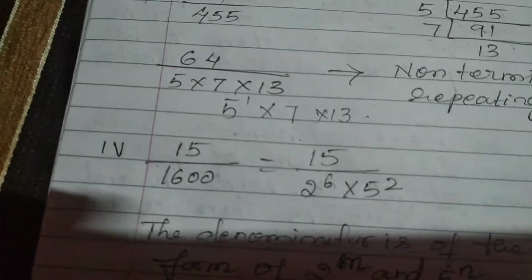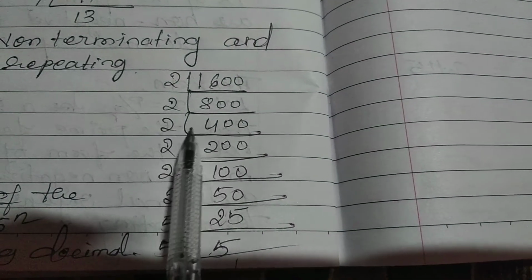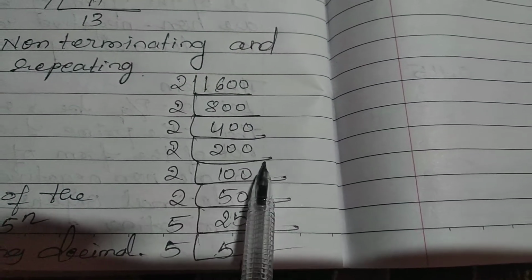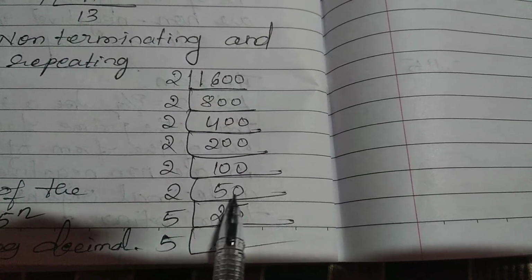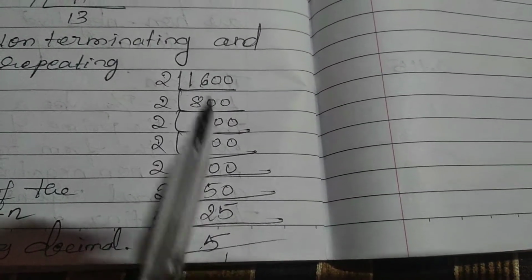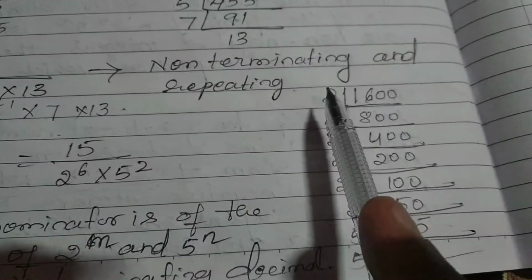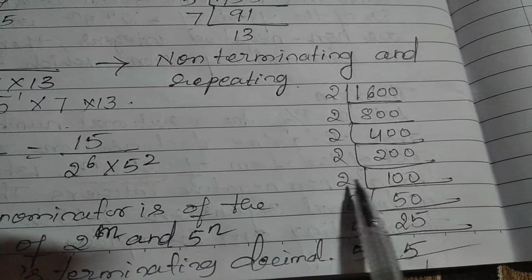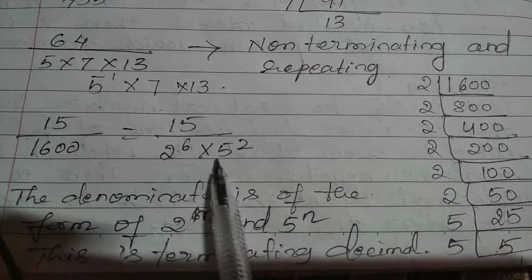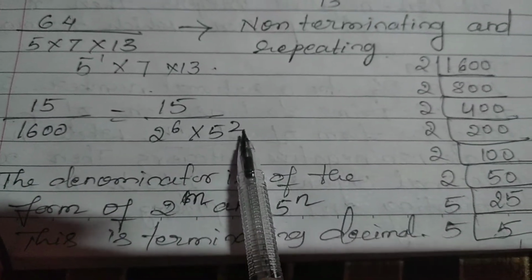15 divided by 1600. Let us see the prime factors of 1600. 1600, 2 800, 2 400, 2 200, 2 100, 2 50, and 5 25, 5 5, 5 ones are 5. So these are the prime factors of 1600. Now let us write these prime factors. How many 2's? 1, 2, 3, 4, 5, 6. So 2 to the power of 6, into how many 5's? Two 5's. So 5 to the power of 2.